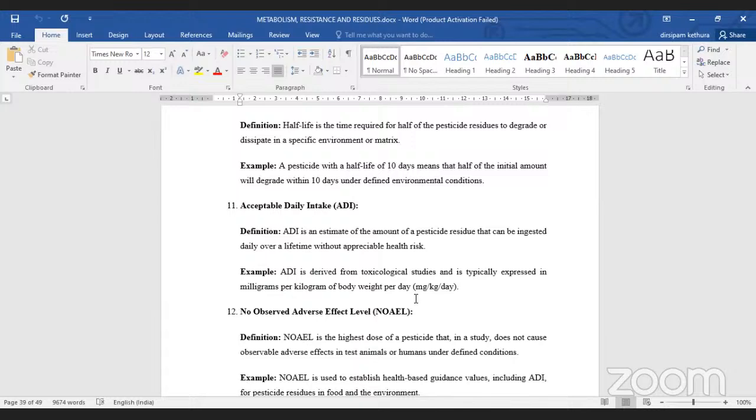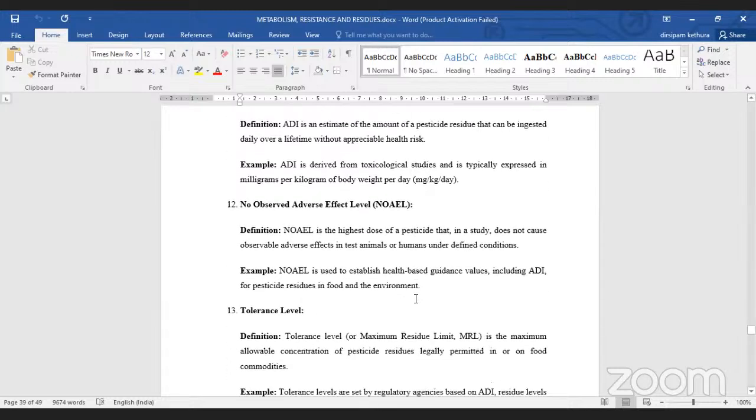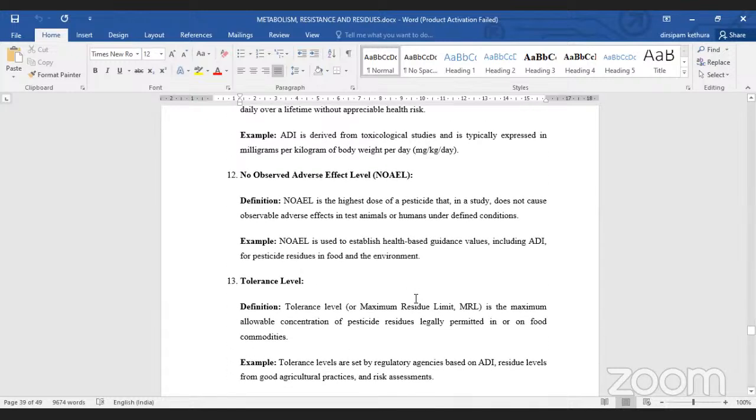And the next one under pesticide residues include acceptable daily intake. ADI is an estimate of the amount of a pesticide residue that can be ingested daily over a lifetime without appreciable health risk. And this ADI is derived from toxicological studies and is typically expressed in milligrams per kilogram of body weight per day. And the next one is no observed adverse effect level.